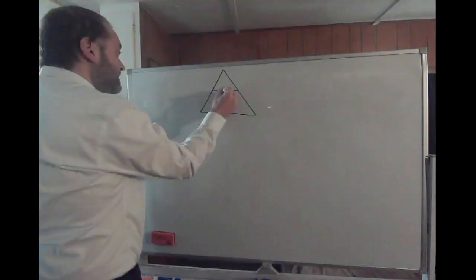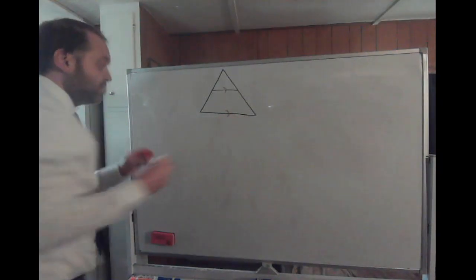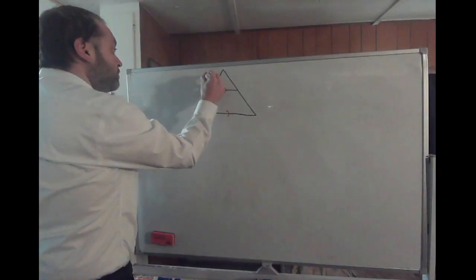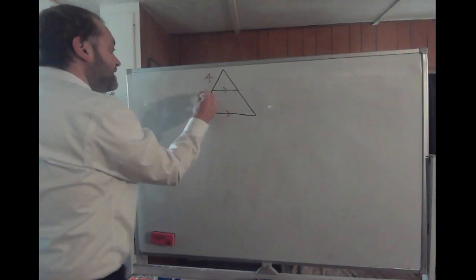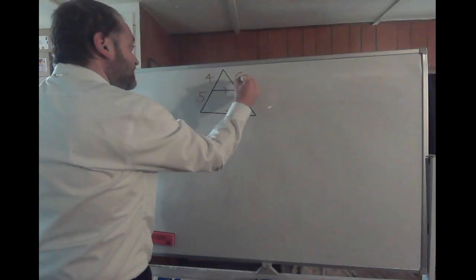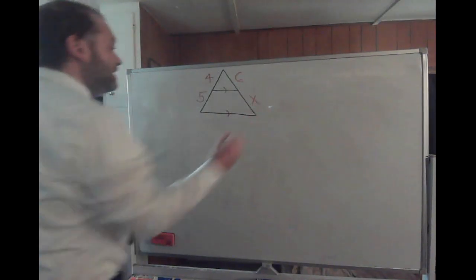See, this side is parallel to this side. Then what do they give us? This has a length of 4 up here. This has a length of 5 down here. This has a length of 6. This has a length of x.